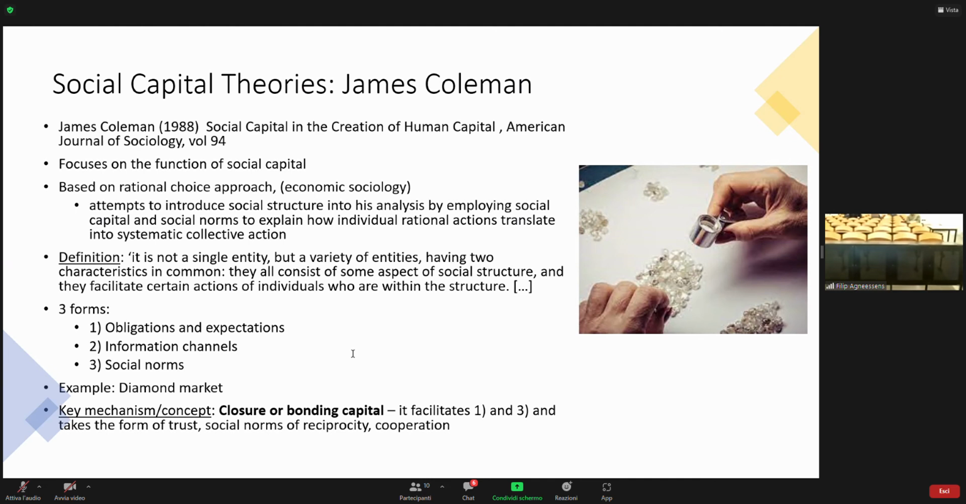So Coleman tried to think about why people do things which, he is an economic sociologist, or at least this idea comes from economic sociology: if people were rational actors, why would they do such an irrational thing? So he tried to infuse the idea of social structures and social networks into explaining why people could do these collective actions.